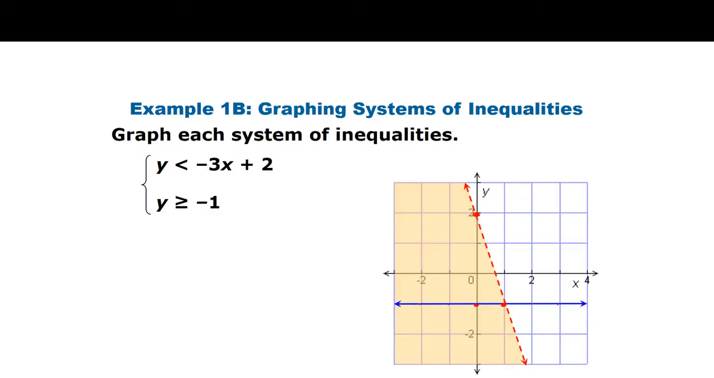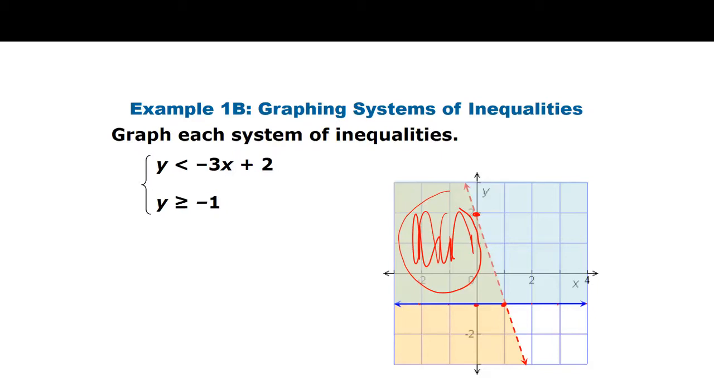So here's our next line. It says y is greater than negative 1. So we're going to shade up in this top region here. And there we go. So the area where it's shaded in both places, this is going to be our region where our solution is. The overlapping region is the solution region.